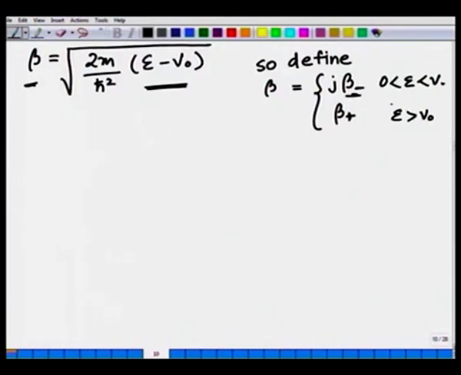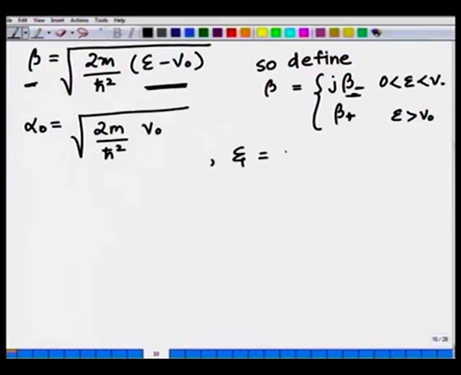Then let us make certain more definitions. Alpha naught we will define as a quantity which is equal to 2m over h bar square. In order to give a simplified solution, I am making these reduced quantities. I am going to define zeta, as the ratio of energy to the potential V0 which is in the crystal.